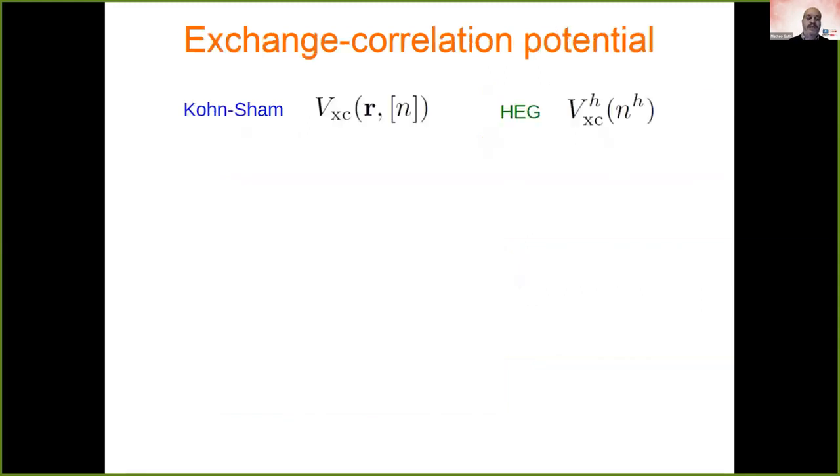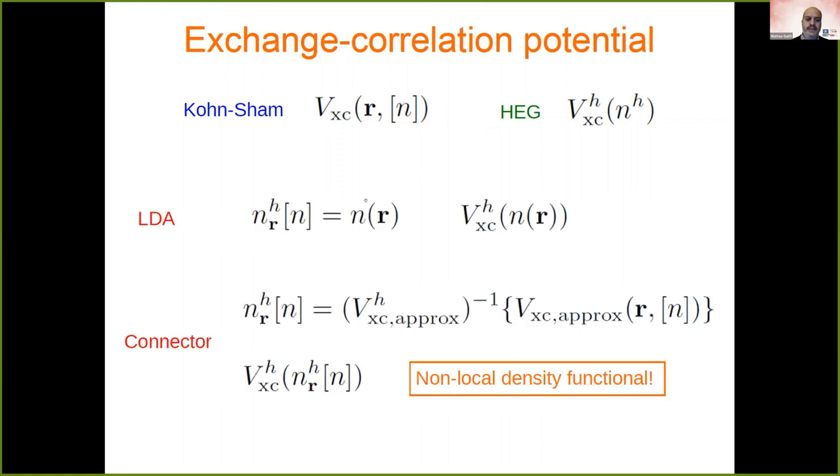I will just conclude with the example of the exchange and correlation potential, which was our starting example. In this case, we are interested in the Kohn-Sham exchange and correlation potential that is a function of R and a functional of the density. And we have the homogeneous electron gas where we have this function of the homogeneous density. In the case of LDA, the connector is just the local density, and we have the local density approximation for the exchange and correlation potential because we import the result from the gas through the density, the local density.